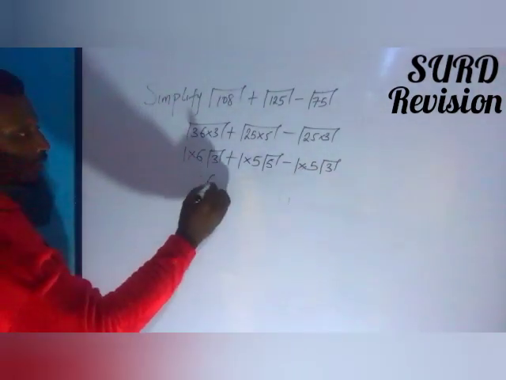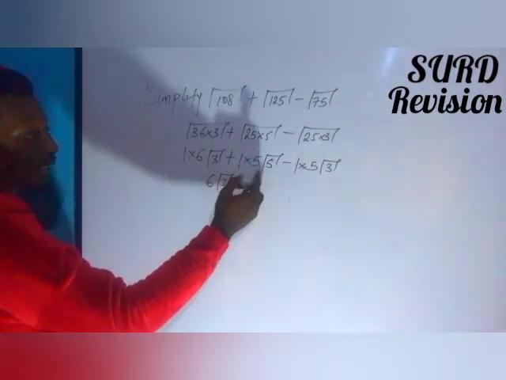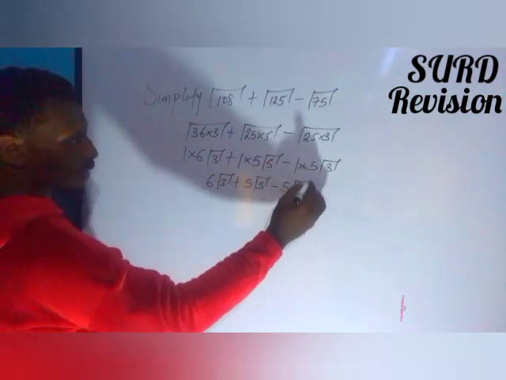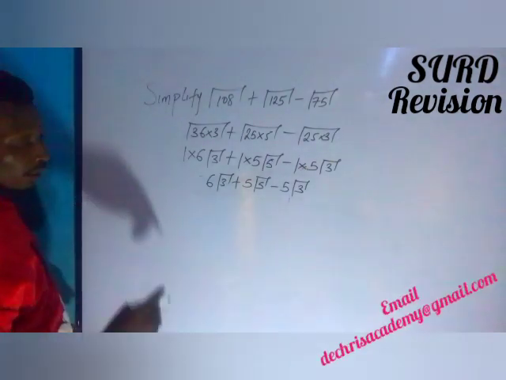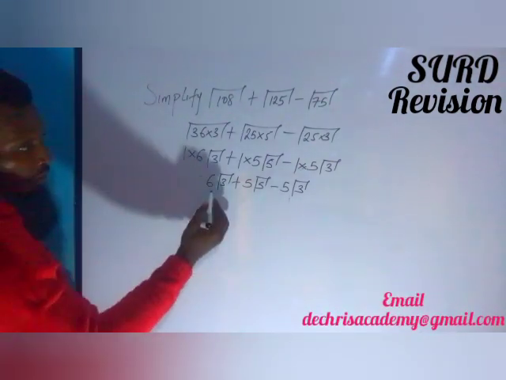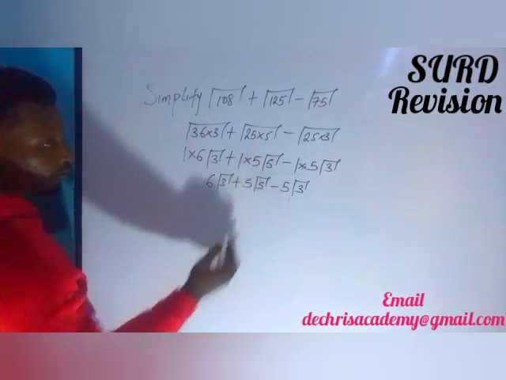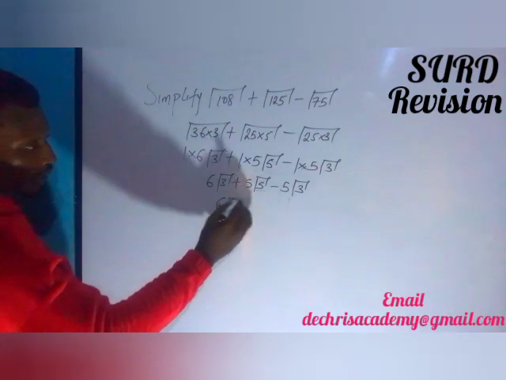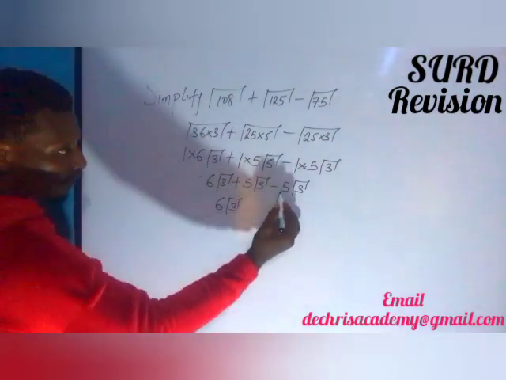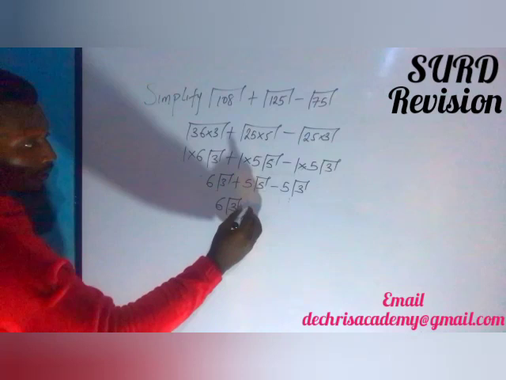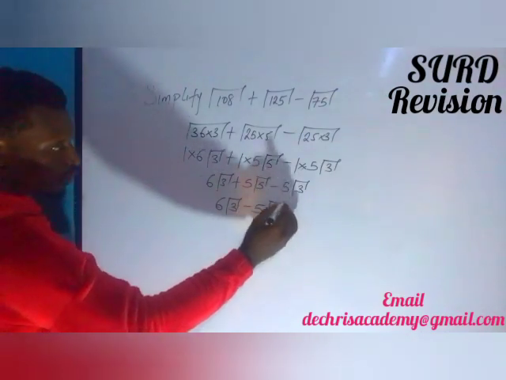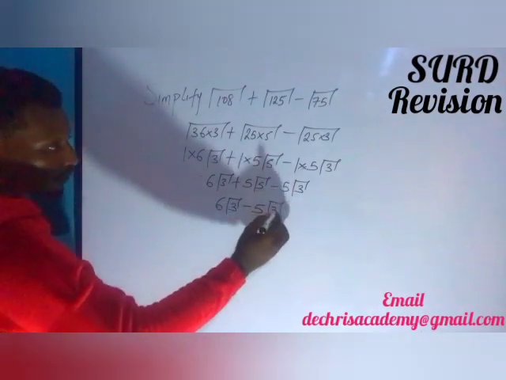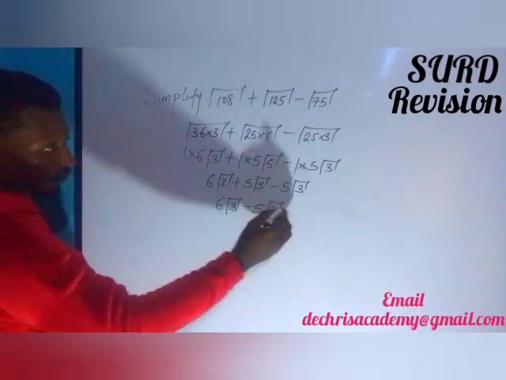Now 1 times 6 is 6 surd 3, plus 1 times 5 is 5 surd 5, minus 1 times 5 is 5 surd 3. In the law of surds, we cannot add surd 3 and surd 5 together. So we are going to collect like terms here. So we have 6 surd 3, and the minus 5 surd 3 will come over. Remember, the sign will not change because there is no equal sign here. So 6 surd 3 followed by minus 5 surd 3, followed by plus 5 surd 5.